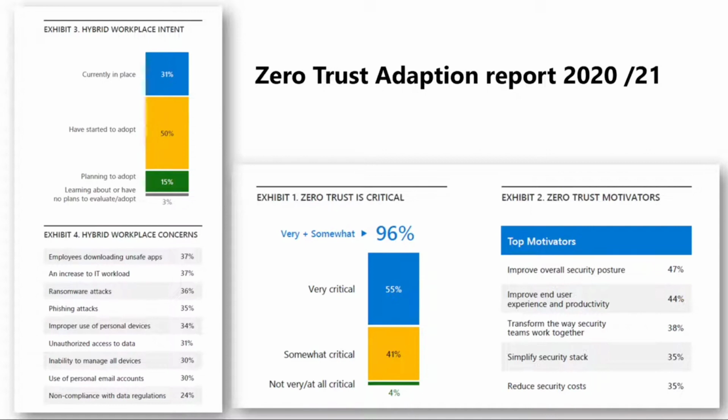44% of them are motivated to implement zero trust for improving the experience of their end users and increasing productivity. Of course, there are many other motivations, such as wanting to simplify their security stack so they can consolidate all the point solutions by going into a best of platform model rather than a best of breed model. And in turn, it also helps them in reducing the cost.